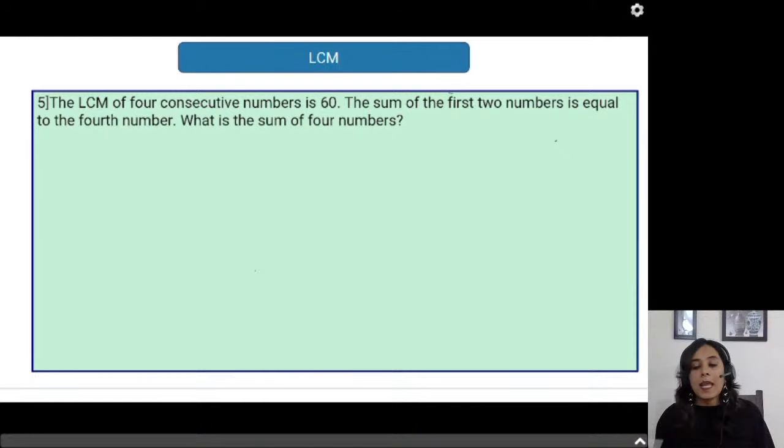The LCM of four consecutive numbers is 60. The sum of first two numbers is equal to the fourth number. What is the sum of four numbers? So, can somebody please solve this question? This is again a very simple arithmetic question. LCM of four consecutive numbers is 60. So, the LCM is 60. The sum of first two numbers is equal to the fourth number. What is the sum of four numbers?